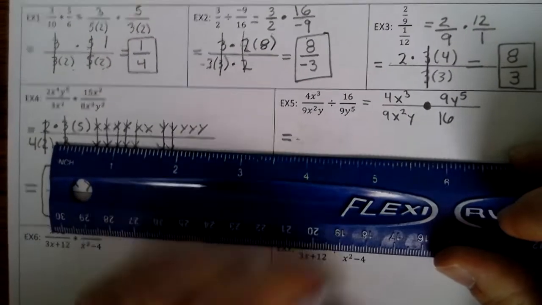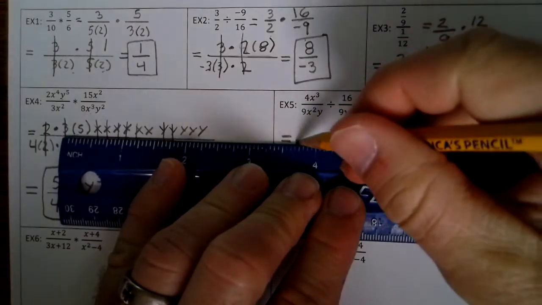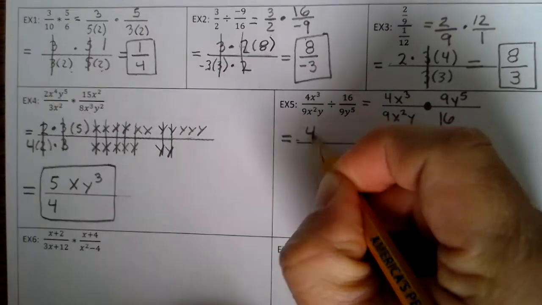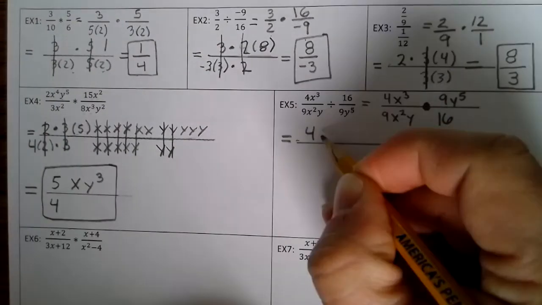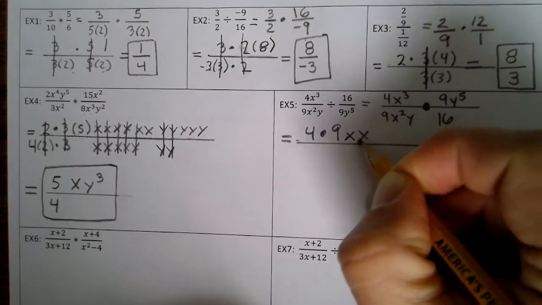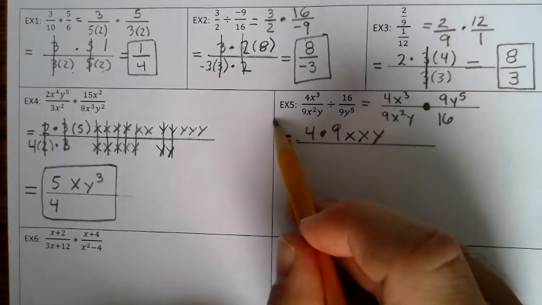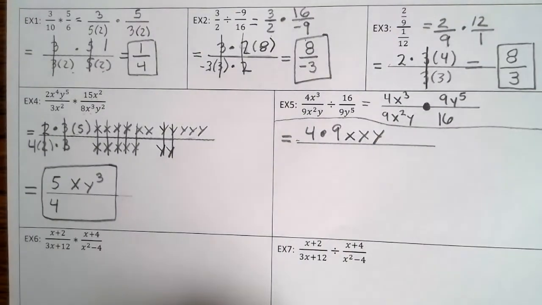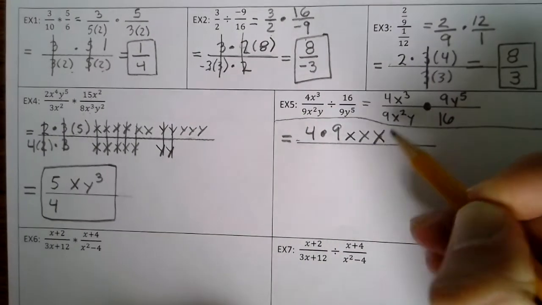All right, now I'm going to leave that as 4, but 9, I'm going to leave this times 9. Leave that alone. We have 3 x's, so 1, 2, 3. I'm going to draw a line there so the work doesn't get confused there. Okay. And then you have 5 y's, so 1, 2, 3, 4, 5.